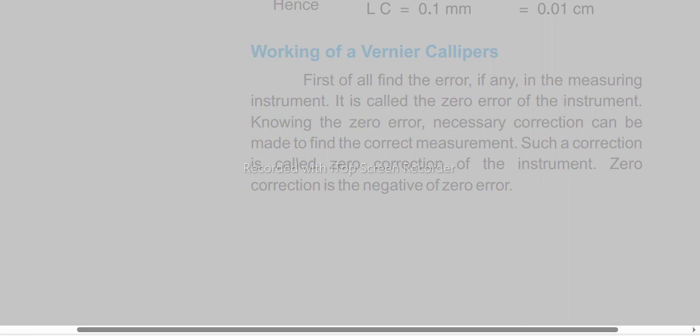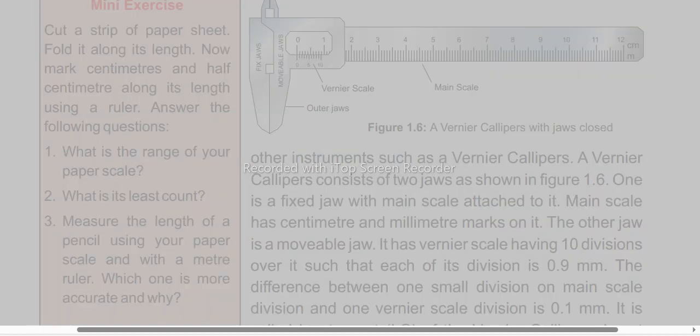Mini exercise. Cut a strip of paper sheet. Fold it along its length. Now mark centimeters and half centimeter along its length using a ruler. Answer the following questions. 1. What is the range of your paper scale? 2. What is its least count? 3. Measure the length of a pencil using your paper scale and with a meter ruler. Which one is more accurate and why?